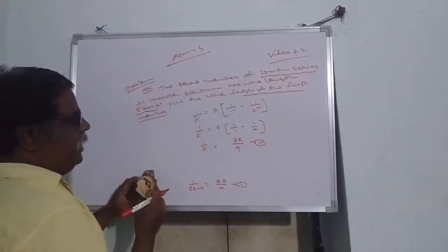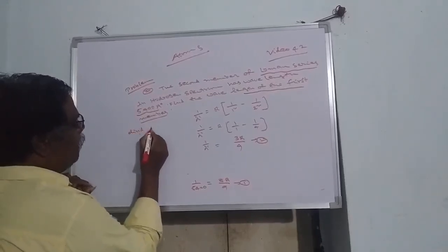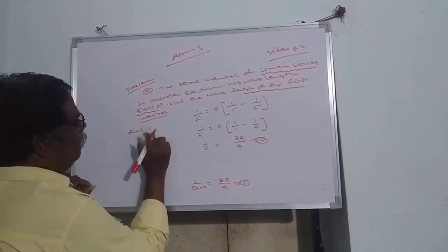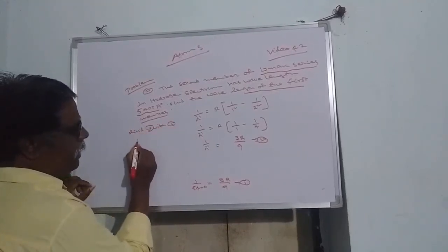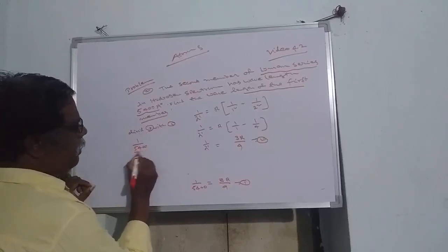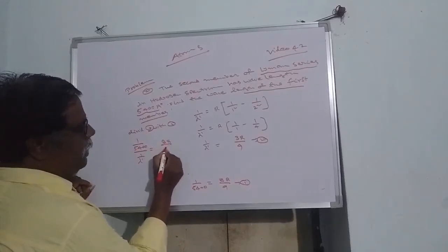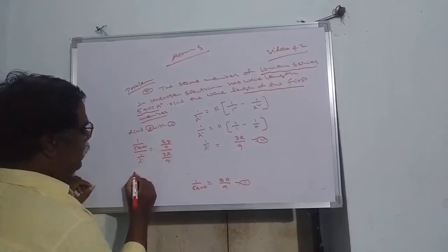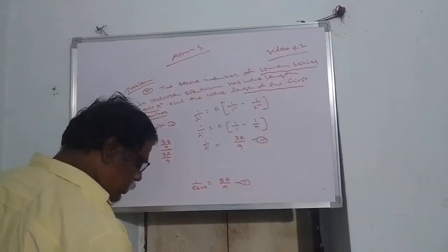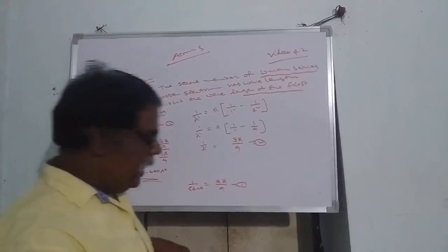Divide equation 1 by equation 2. Then we get 1 by 5400 divided by 1 by lambda dash is equal to 8R by 9 divided by 3R by 4. R becomes cancelled. On solving, lambda dash will be equal to 6400 angstroms. That is all.